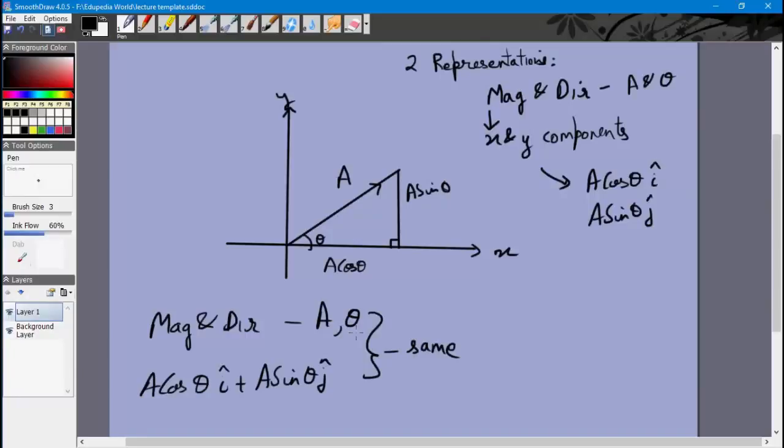A vector of magnitude a making an angle theta with the x-axis is the same as a vector which has an x component of a cos theta I hat and a y component of a sin theta j hat. So given the magnitude and direction of a vector, we can calculate the x and y components. Now we'll do the opposite. Given the x and y components, we'll calculate the magnitude and direction.